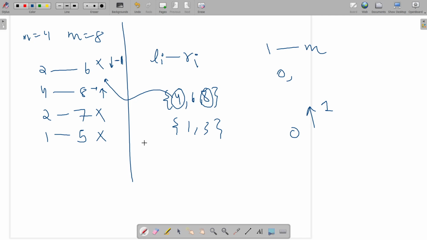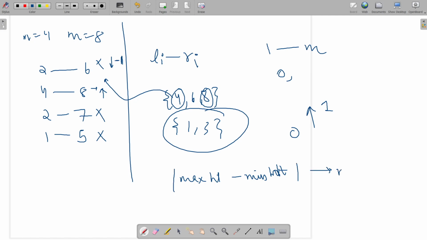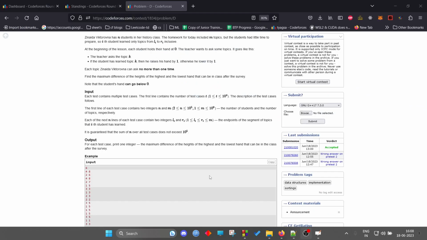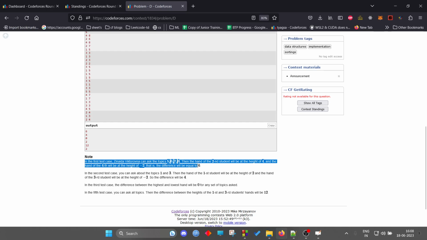So the teacher wants to ask a set of topics such that in the end, the difference between the maximum height and the minimum height of two different students is maximized. So this is the thing you want to maximize, and we can go through this test case.